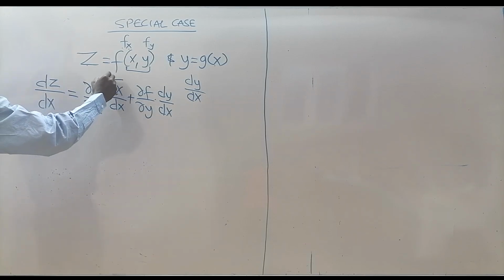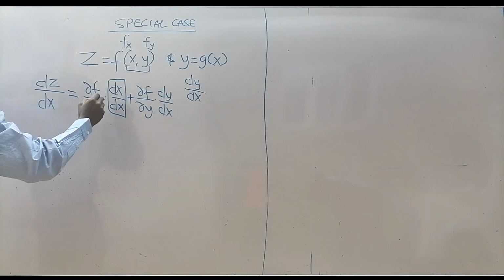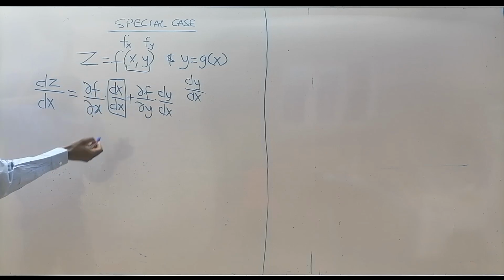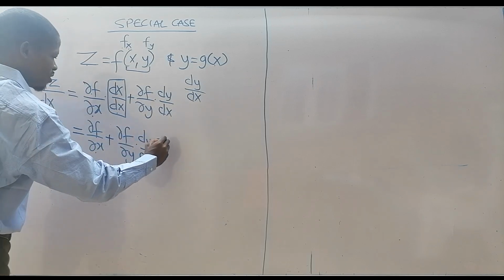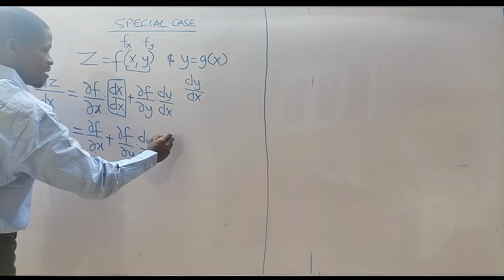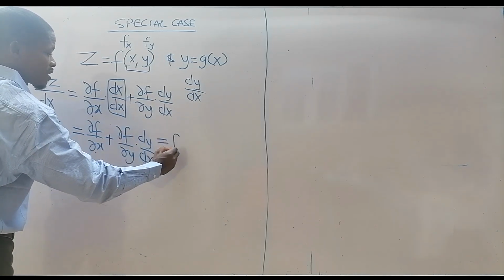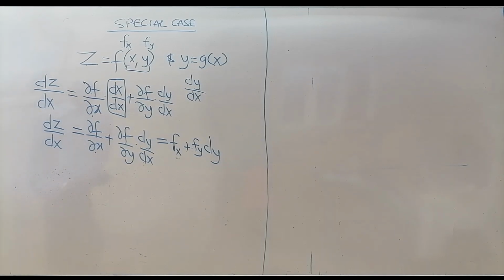Okay, and this one is 1. If you differentiate x with respect to x, that's 1. Okay, and that will now give us this. And you can also write this one in subscript notation. The two equations are the same.